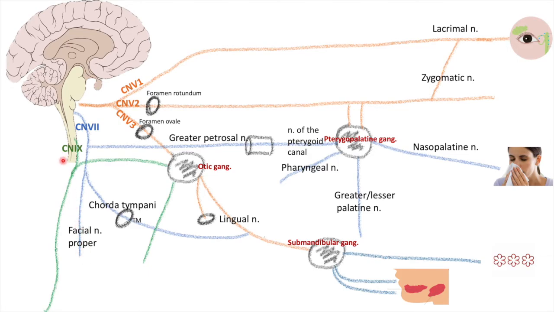So the last cranial nerve here is the cranial nerve 9, which gives off its autonomic branch, the lesser petrosal nerve, to the optic ganglia, where it synapses and then hitchhikes with the auriculotemporal nerve to innervate the parotid gland. And here you have the cranial nerves passing through the infratemporal fossa and the pterygopalatine fossa.